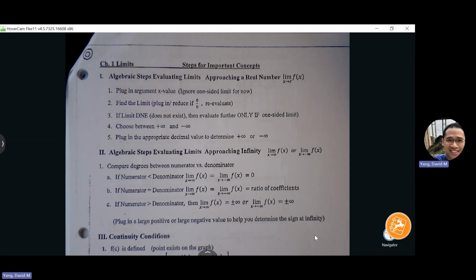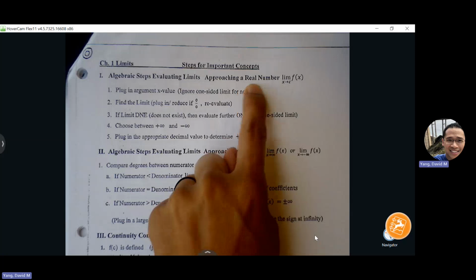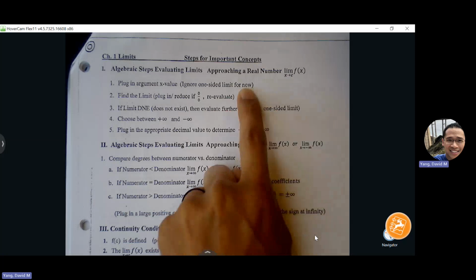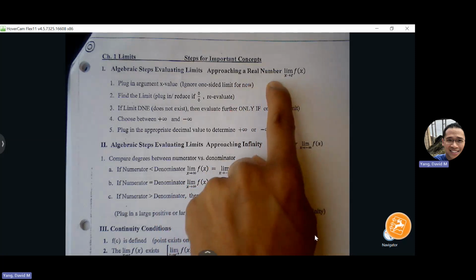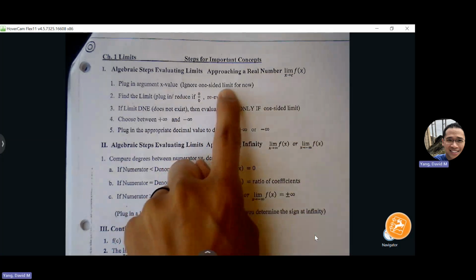So let me just highlight that there are two categories. If we're evaluating a limit algebraically, there's two categories. The first category is approaching a real number, and the second category is approaching infinity. And we have different strategies for both. If we're approaching a real number, the first thing we always do is what? Direct substitution, right?